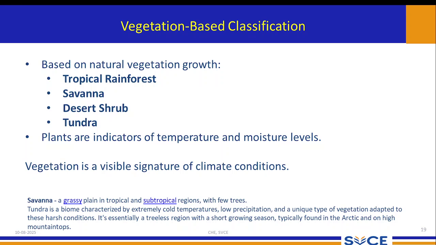Okay, so plants are indicators of temperature and moisture levels. The plants growing means it is an indicator of this particular temperature and moisture level, otherwise this plant will not grow. As I told you in the last class, if you want to grow a rose, the rose will grow only in the mountain region or the slope region, where it does not require much water and at the same time it does not require more sunlight.